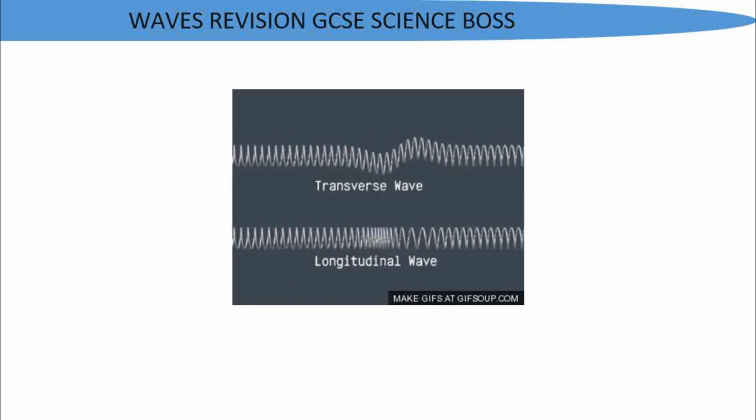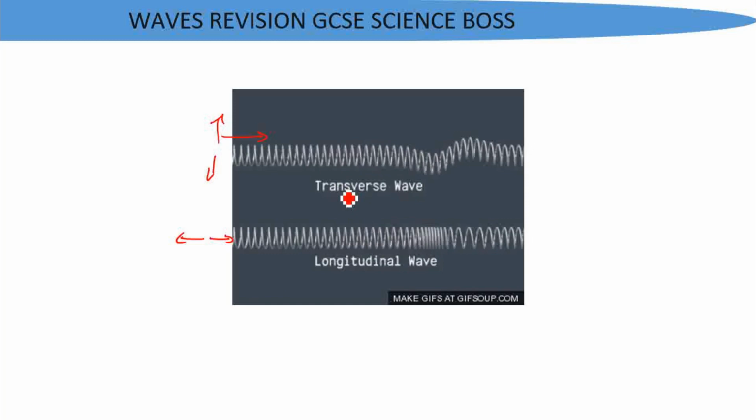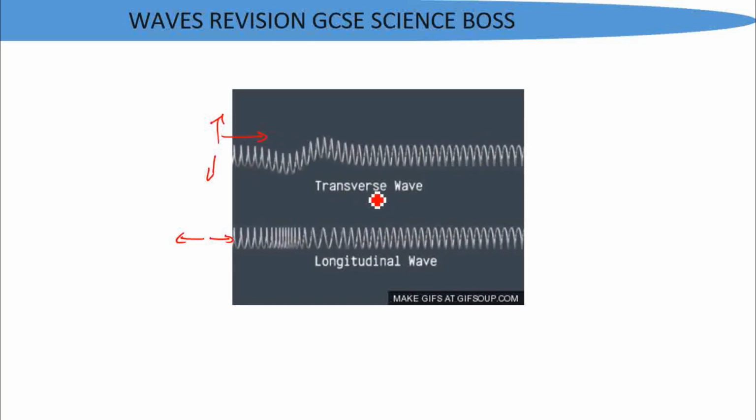All right, so on the screen you can see two waves being shown: a transverse wave and a longitudinal wave. You're seeing two slinkies. As you can see, in the transverse wave the vibration is going up and down, but the wave is moving perpendicular. In the longitudinal wave, the vibration is going back and forward and the wave is going in the same direction. So that's a good way to remember the difference between a longitudinal wave and a transverse wave.